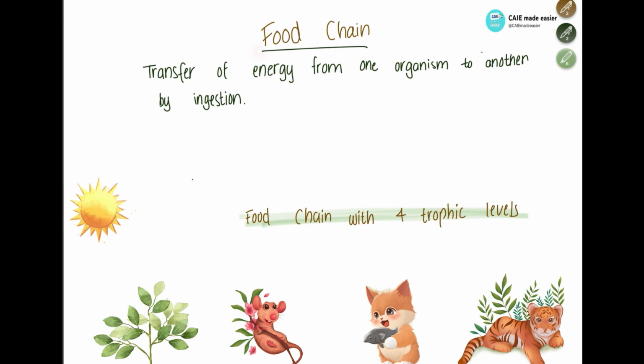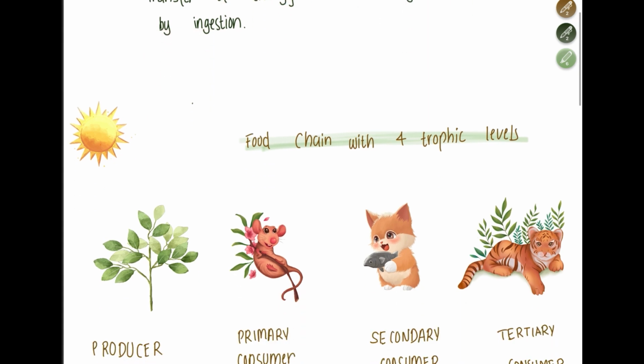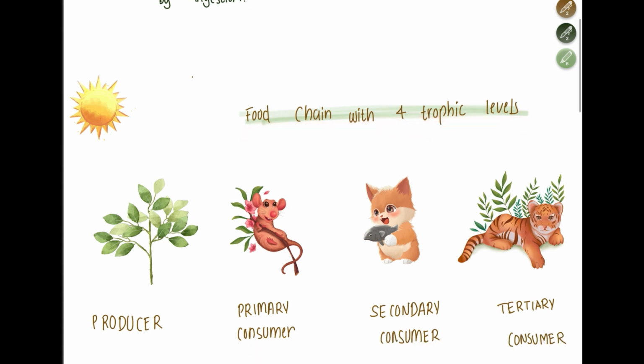Let's start by discussing a food chain. A food chain represents the transfer of energy from one organism to another by the process of ingestion or eating. Let's understand this by looking at this example. This is a food chain with four trophic levels. What is a trophic level? Each organism in this food chain is a trophic level. As you move further away in the food chain, the trophic level is increasing.